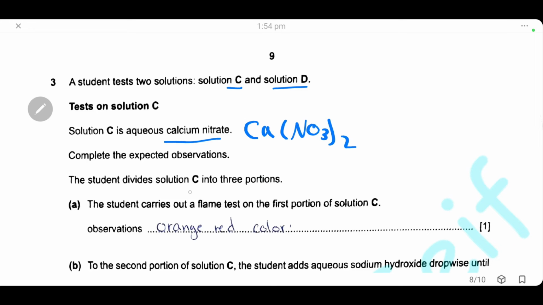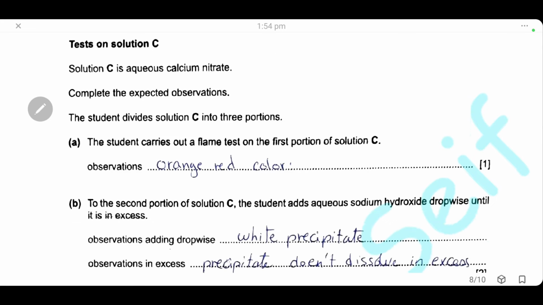The student divides solution C into 3 portions. The student carries out the flame test on the first portion of solution C. As we know, calcium ions give an orange-red color in the flame. So the observation is an orange-red color. This is the flame color of calcium ions.